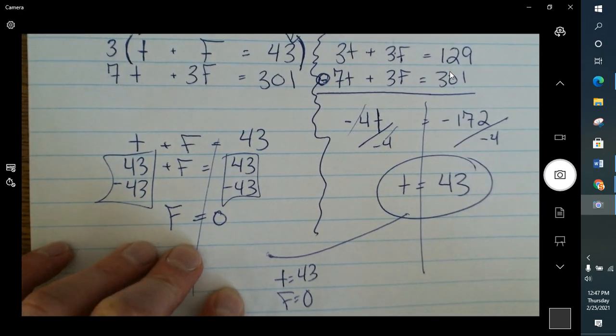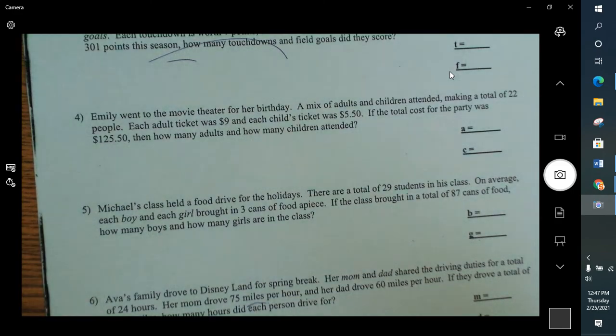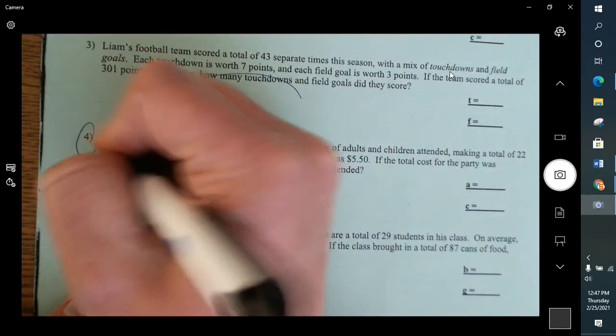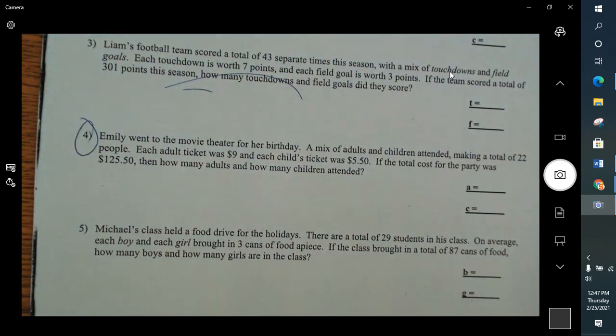So bing, bada, boom. Try that next one on your own, number 4. We did go through and set that up last class. See if you can get that answer, and then we'll go over it together.